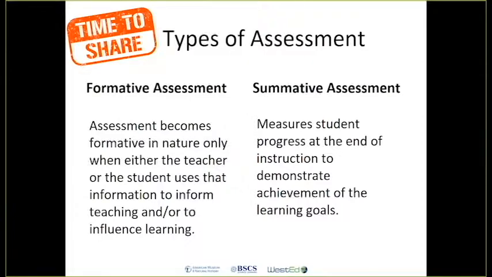And you guys hit formative assessment right on exactly what you said. It becomes more formative in nature. It helps us gather some data to help us inform teaching and or influence the learning of the students based on what we learned. The summative assessment, again, is exactly what you guys said. It measures the student progress at the end of instruction to demonstrate the achievement of the learning goal.